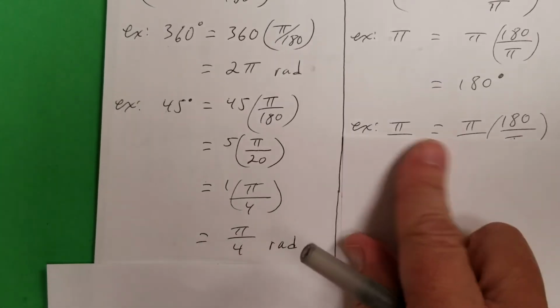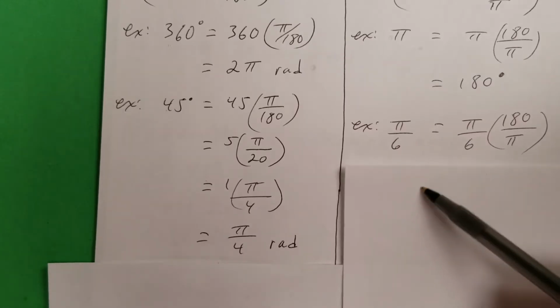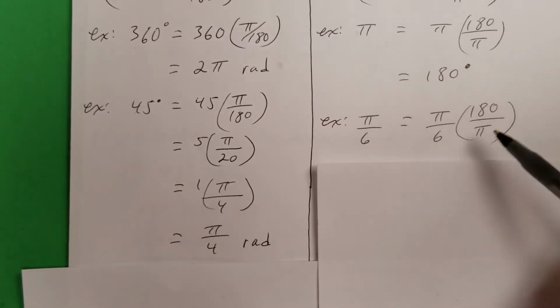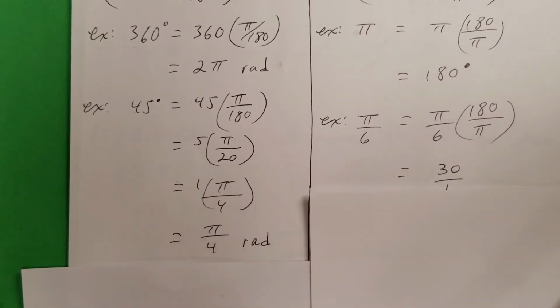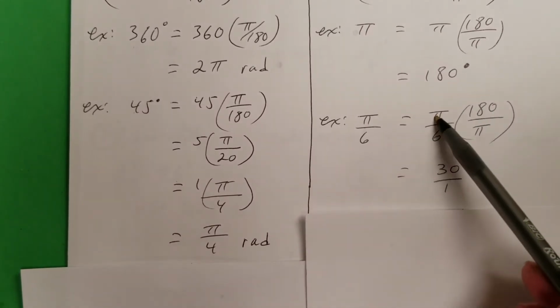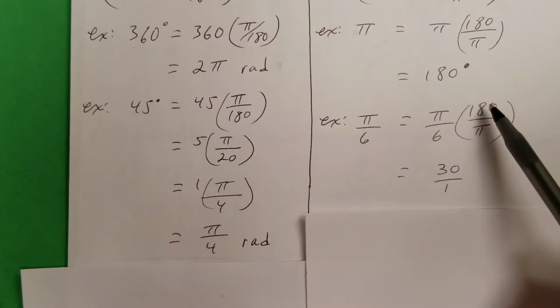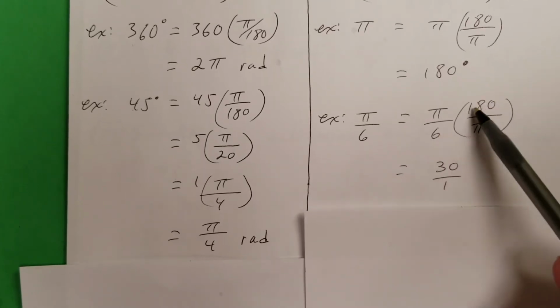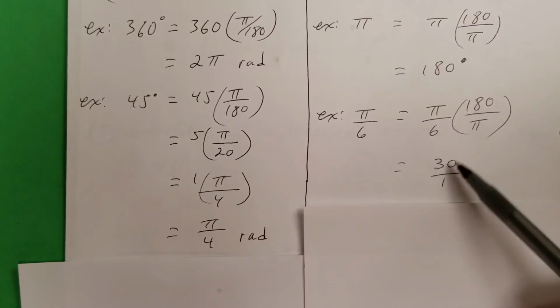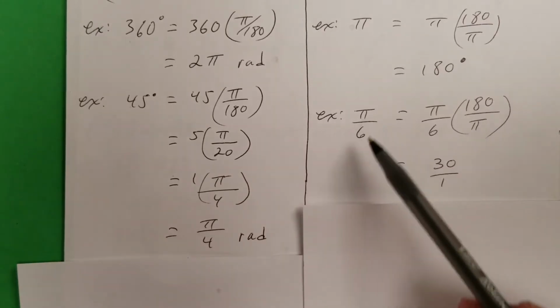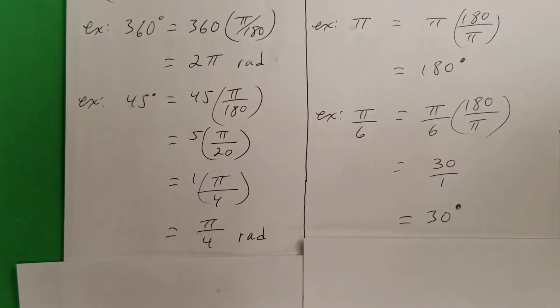How about this one? I have pi over 6. What is that in degrees? Well, I multiply by 180 over pi. The pi's cancel. And 180 over 6 is 18 over 6, which is 3, with a 0 next to it. 180 over 6 is 30. So pi over 6 is really 30 degrees.